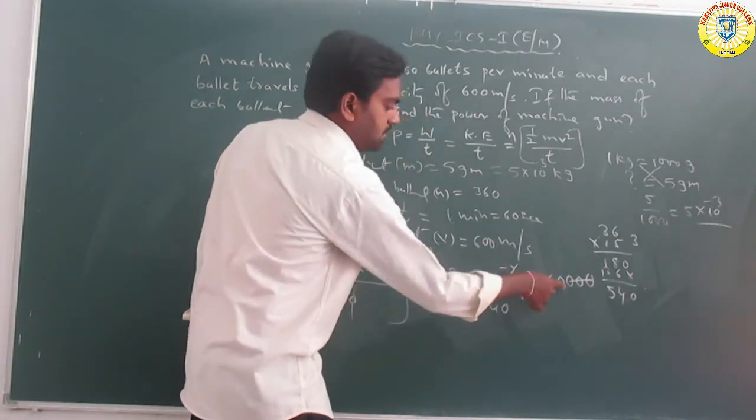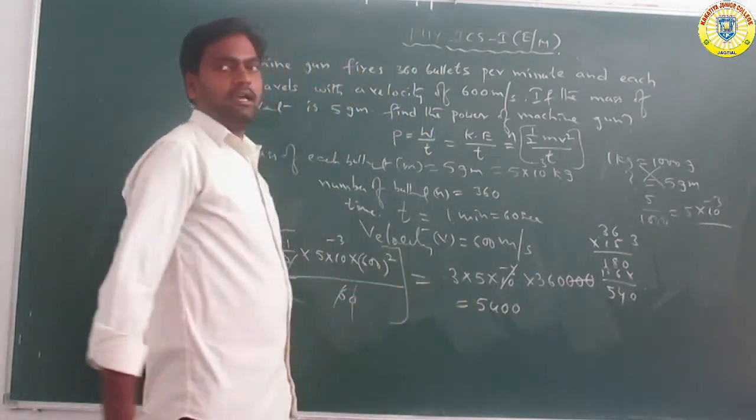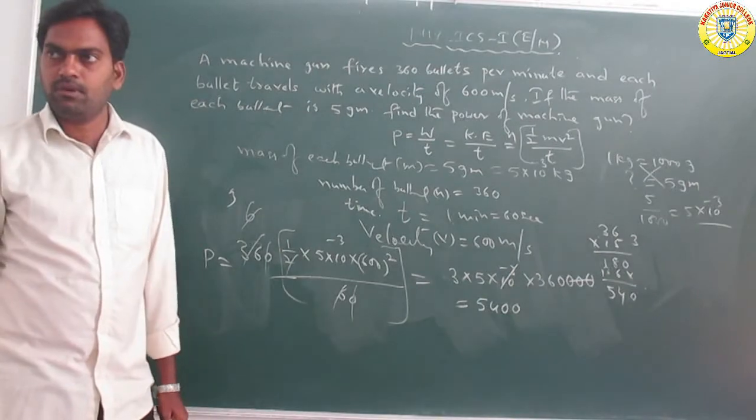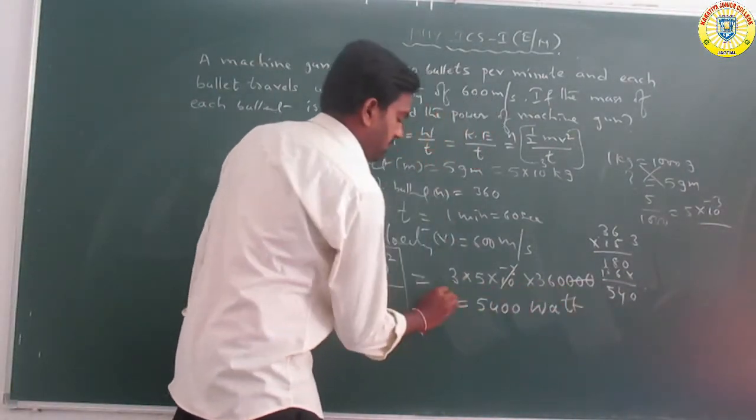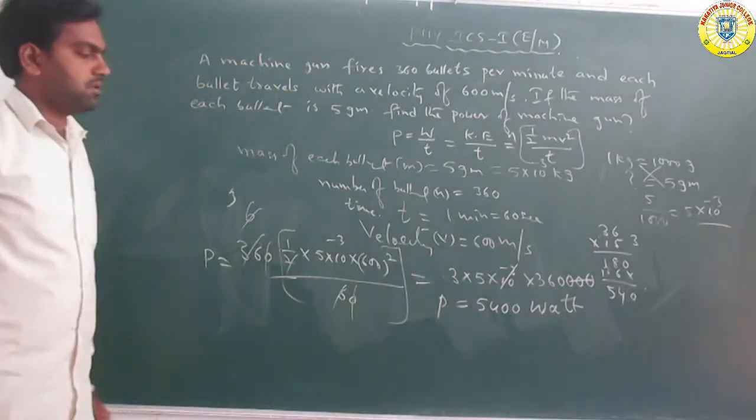That is 540, add the zero, 5400. So the power P is equal to 5400 watts.